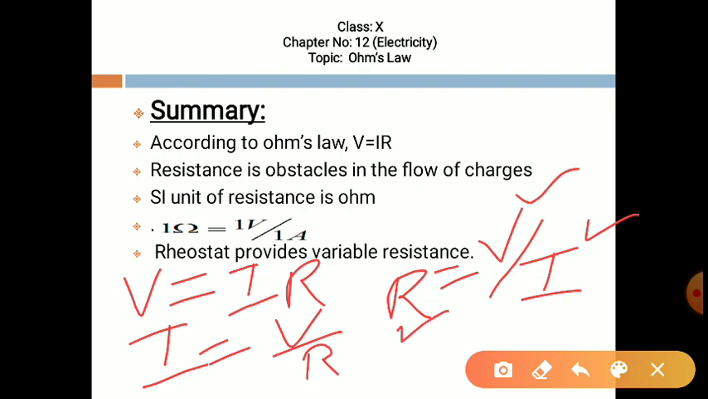The SI unit of voltage is volts, the SI unit of current is ampere, the SI unit of resistance is ohms.